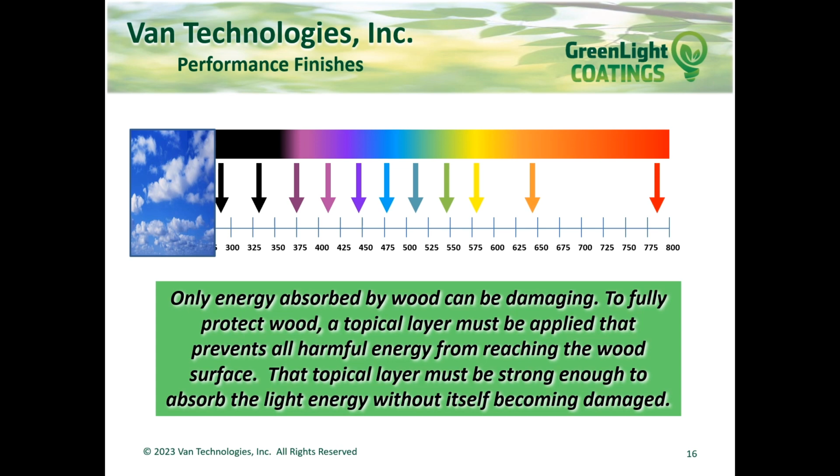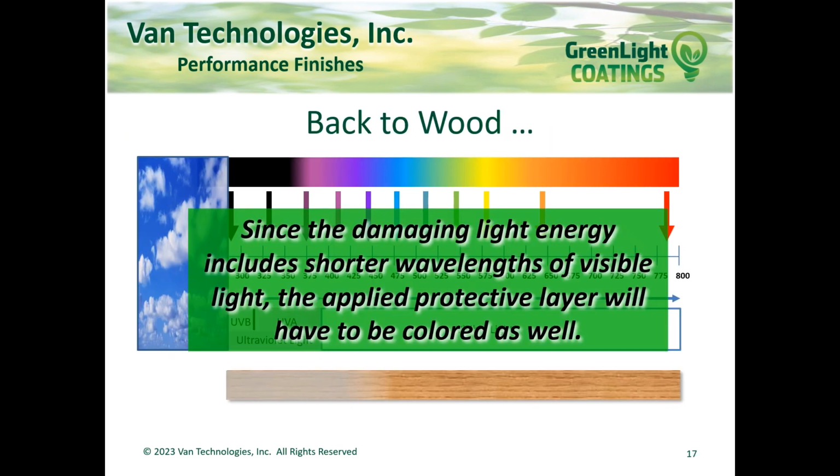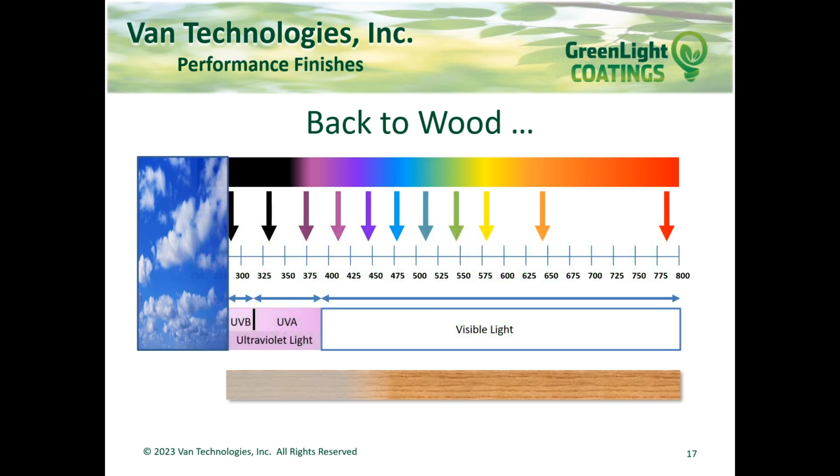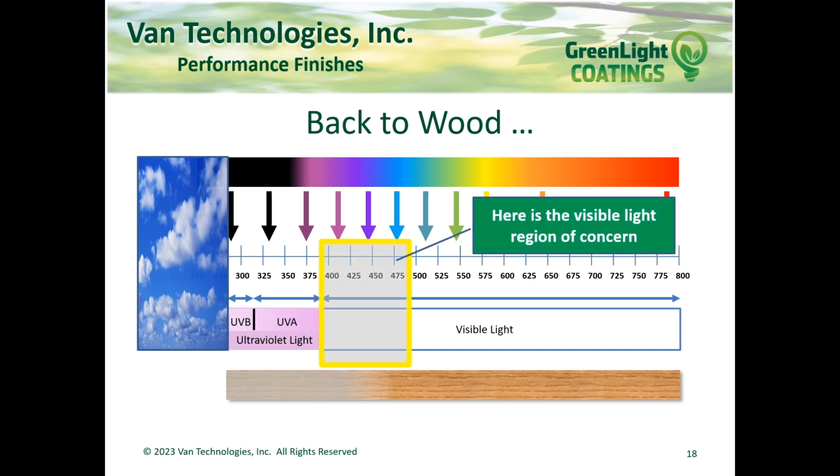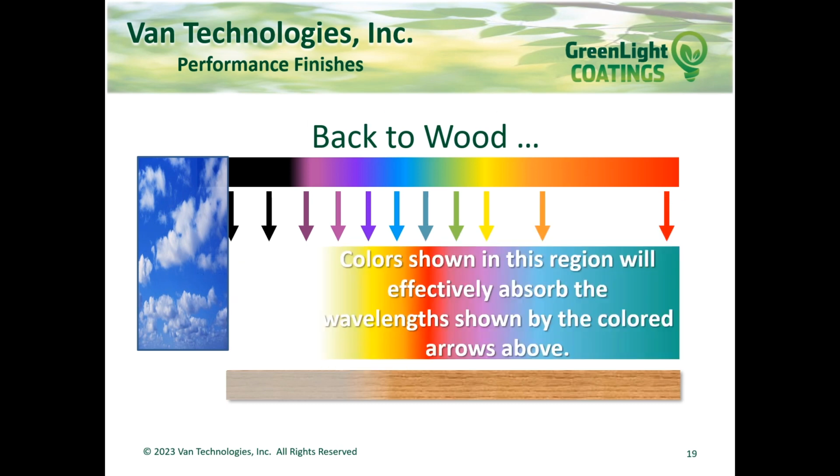To fully protect wood, a topical layer must be applied that prevents all harmful energy from reaching the wood surface. That topical layer must be strong enough to absorb the light energy without itself becoming damaged. Since the damaging light energy includes shorter wavelengths of visible light, the applied protective layer will have to be colored as well. Considering wood, the visible light region of concern spans from around 380 nanometers to 480 nanometers. These wavelengths of light can be harmful and need to be blocked to provide wood protection.